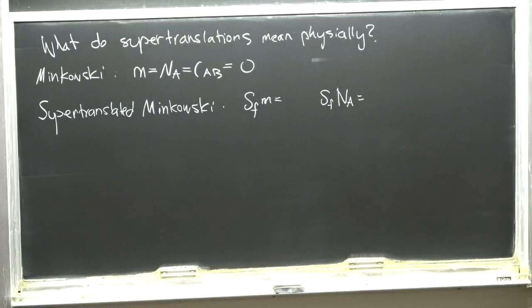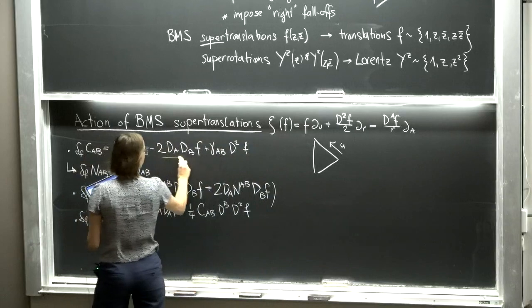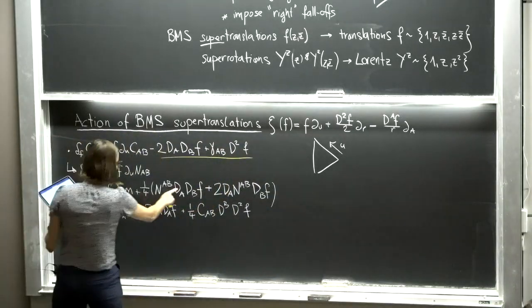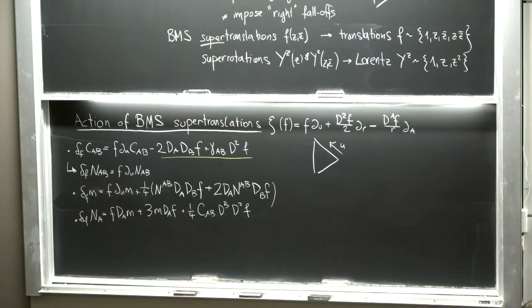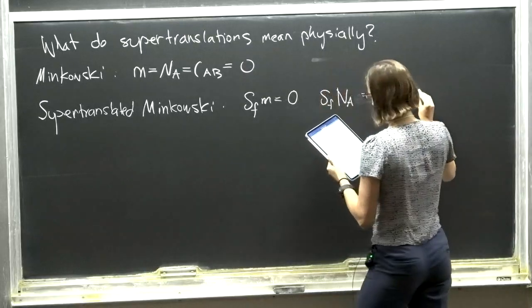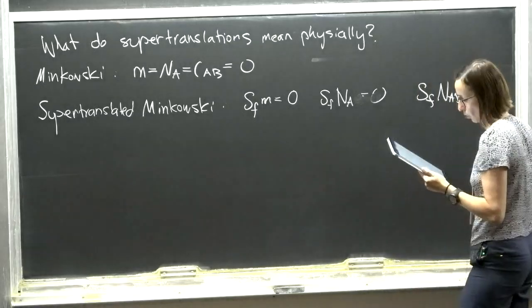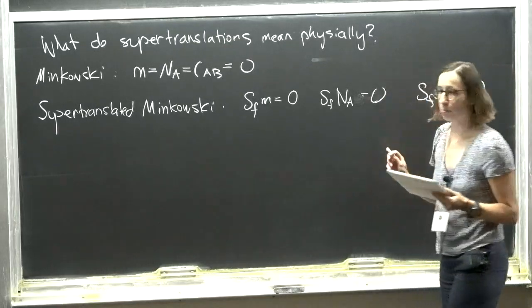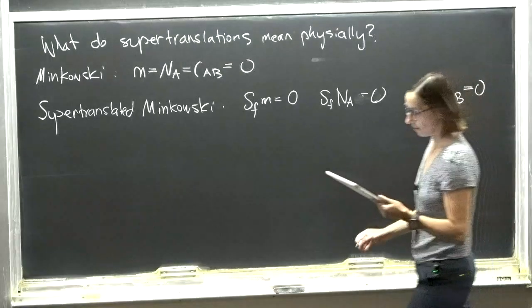Well, let's look over here. So M, N_A, and C_AB are 0. So there's not much that is left. So this guy goes away, and we're only left with this. This guy goes away. This goes away. And this, everything goes away. So the change of the Bondi mass aspect vanishes, and the change of the angular momentum aspect also vanishes. And the change of the news tensor also vanishes. And that's actually a good thing, because diffeomorphisms cannot generate gravitational waves. They cannot generate energy. So that's what we expect.